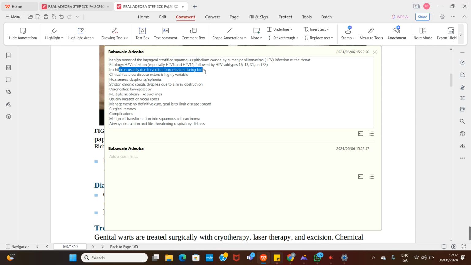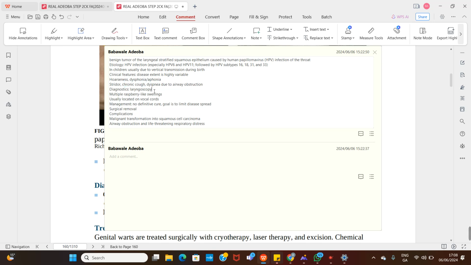So the clinical features are usually variable. They can have the wart or the papilloma affecting the upper airway, which is the larynx, the vocal cord. So they can have hoarseness of voice, they can have dysphonia, they can have stridor, noisy breathing, right? Can have cough, difficulty in breathing if it's large enough to occlude the airway totally.